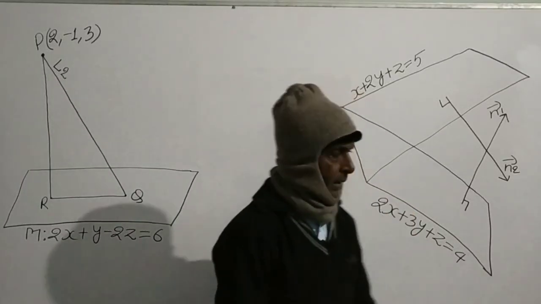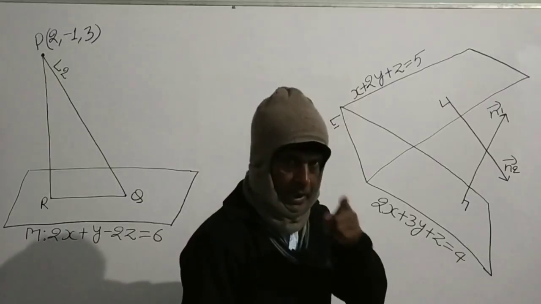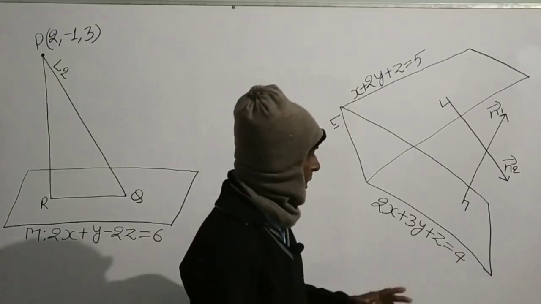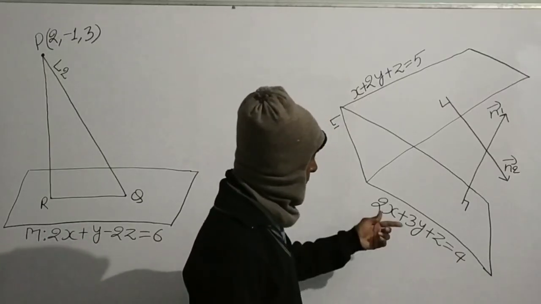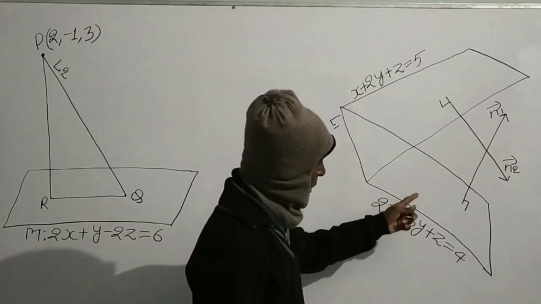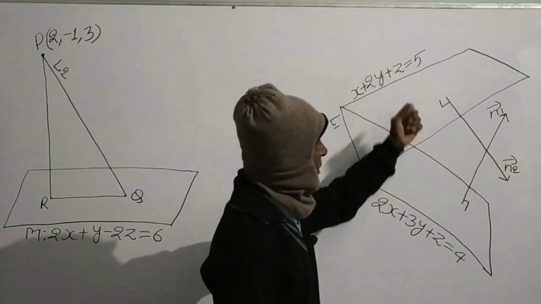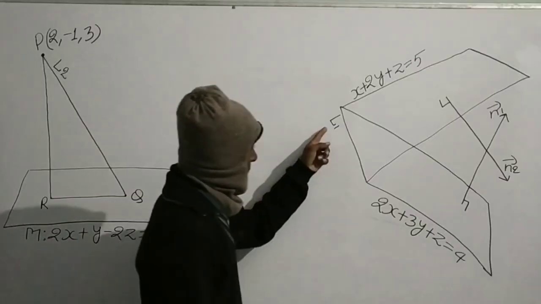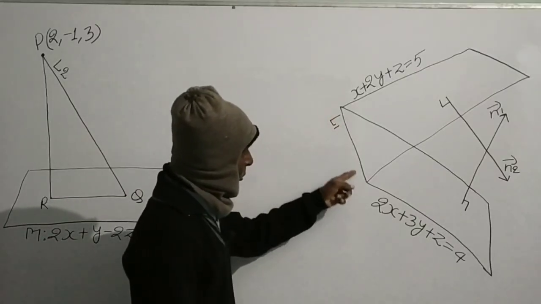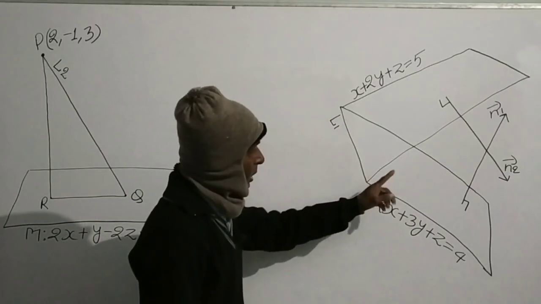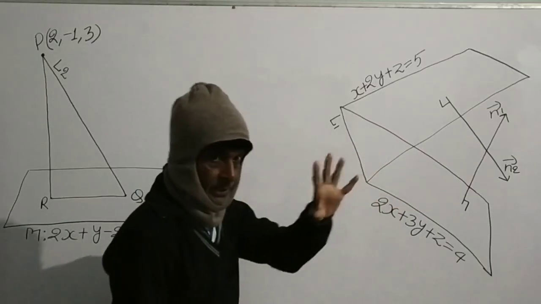In this question, equation of two planes are given. This equation of this plane, this equation of this plane. L1 is line of intersection of these two planes.